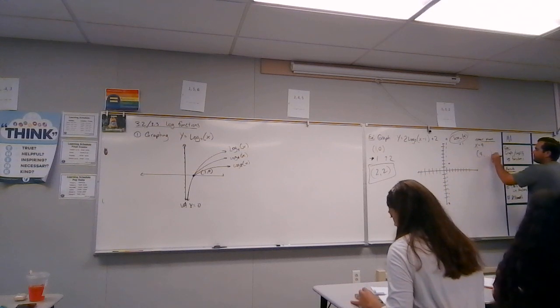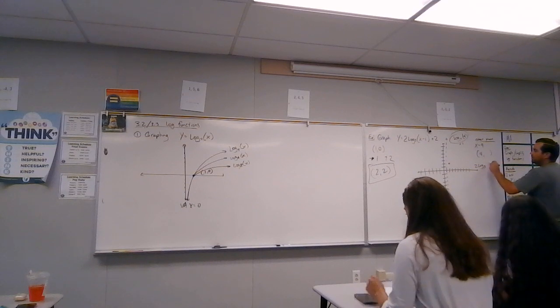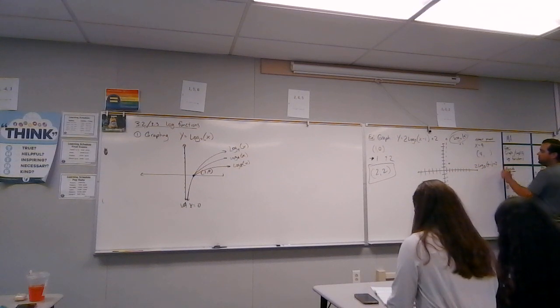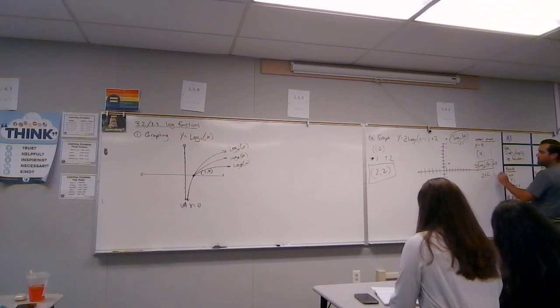So what I'm going to do is take 4 minus 1 plus 2. This is equal to 1. 1 times 2 is 2. 2 plus 2 is 4.